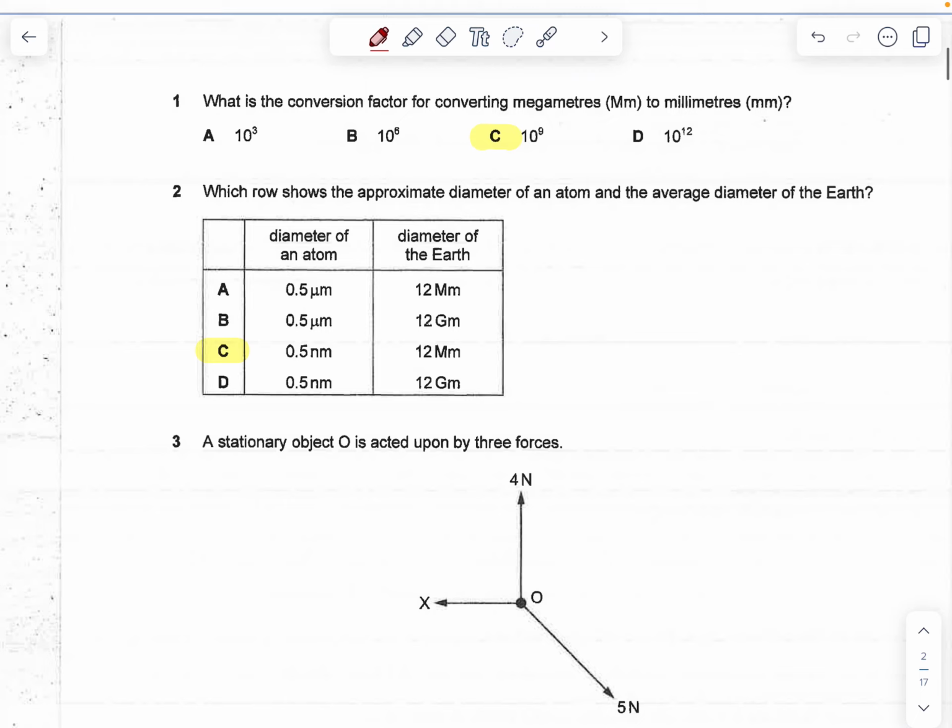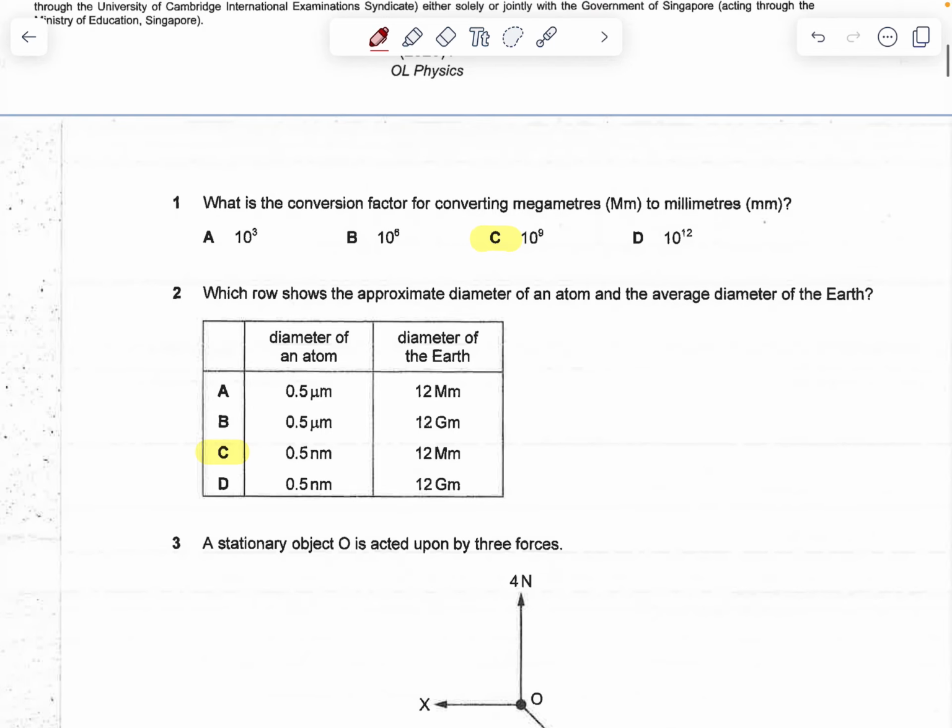Question 1. What is the conversion factor for converting megameters to millimeters? 1 megameter is equal to 1 times 10 to the power of 6 meters. 1 millimeter equals 10 to the power of minus 3 meters. 1 megameter over 1 millimeter equals 10 to the power of 6 over 10 to the power of minus 3, which gives you 10 to the power of 9.